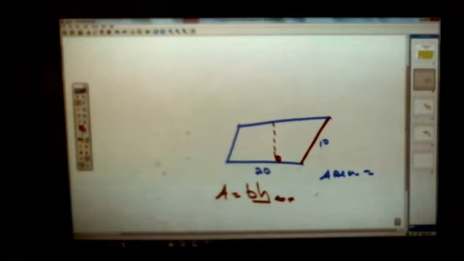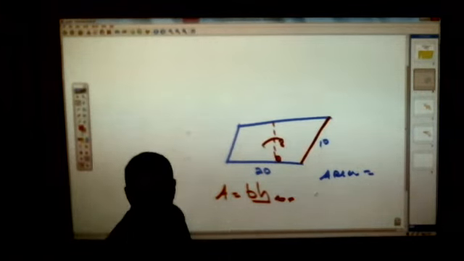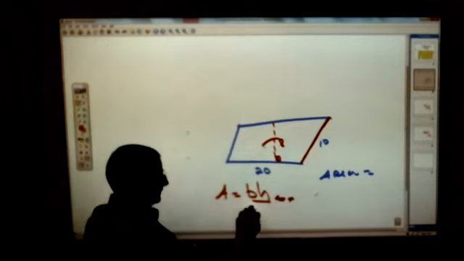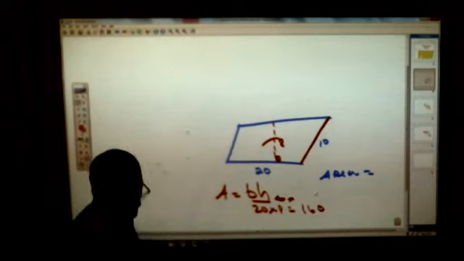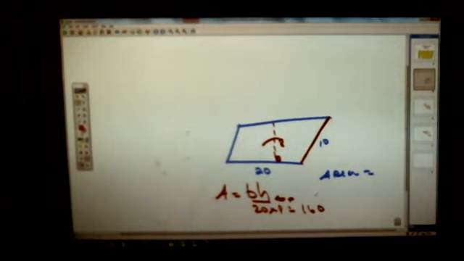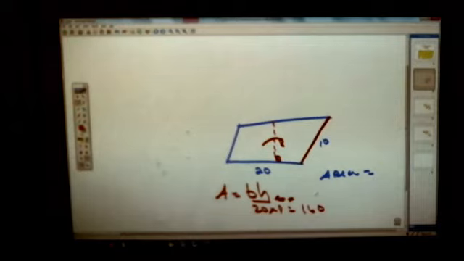This has to be the height. So it has to be a perpendicular line, which let's say this is 8. And then I'm going to say that it's 20 times 8, which is 160. Right? That's what you need to get into your noggins, children. Write that down there. Make sure you do base times the height, not one of these sides.